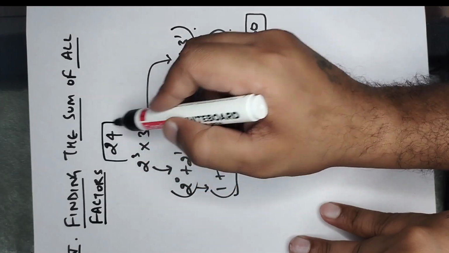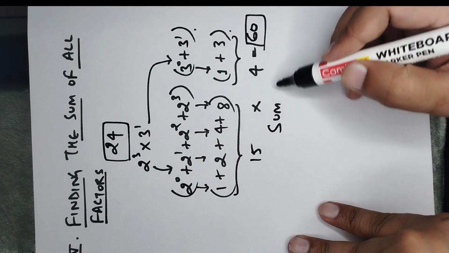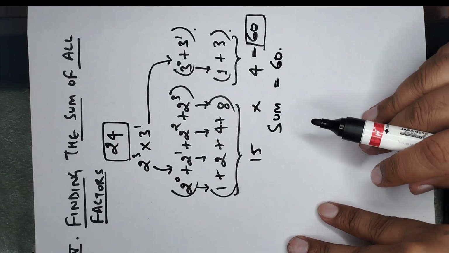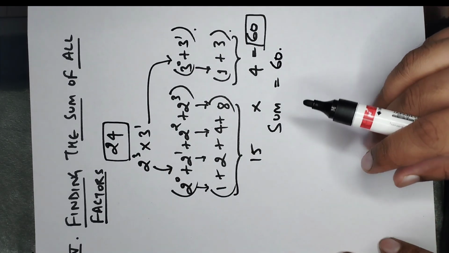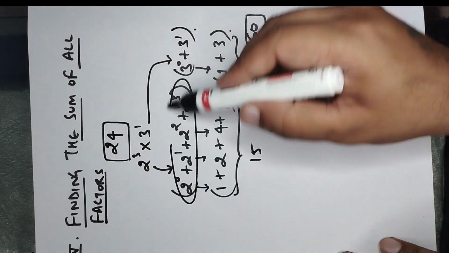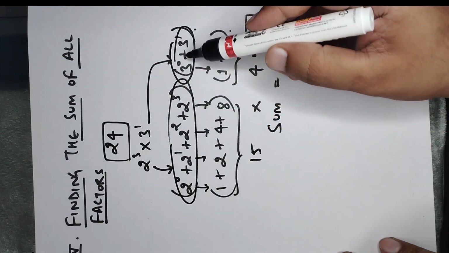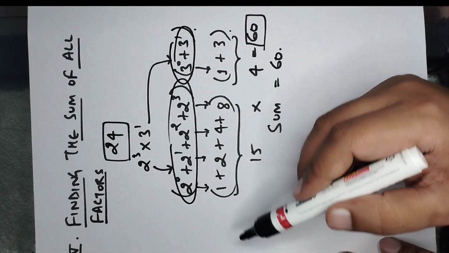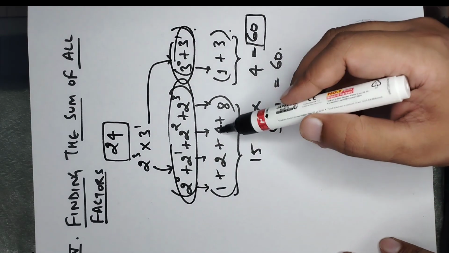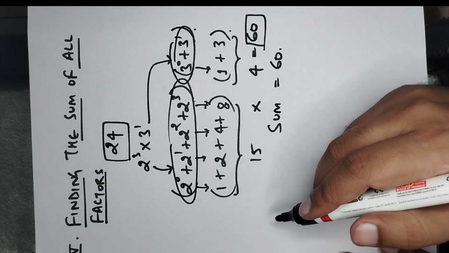So I can say the sum of all these factors is 60. That is, whatever factors of 24 are there, the sum of all the factors is equal to 60. So this is how we find the sum of all the factors. If you have to find the number of factors, you simply see that these are 4 factors, these are 2 factors, and 4 multiplied by 2 we get 8 factors. But if we have to find the sum, then you just write the respective values of all these factors, add them, and then multiply them, and we get the sum.